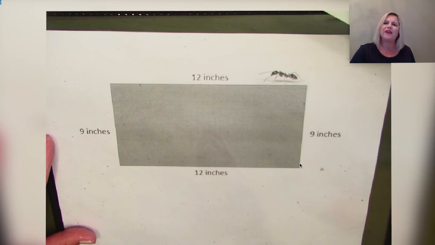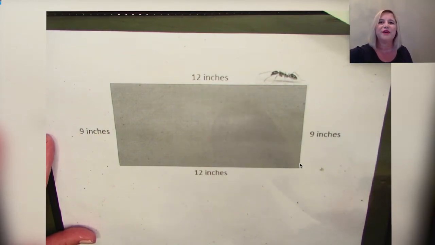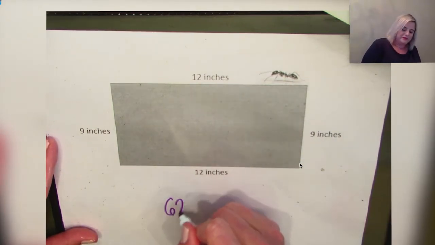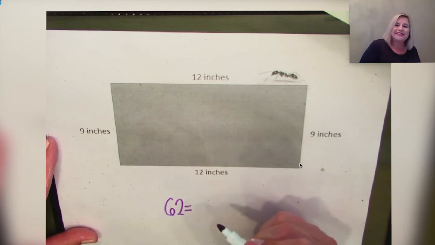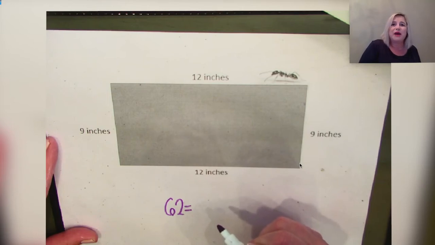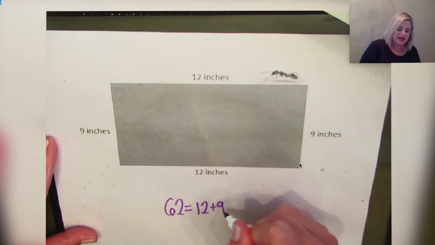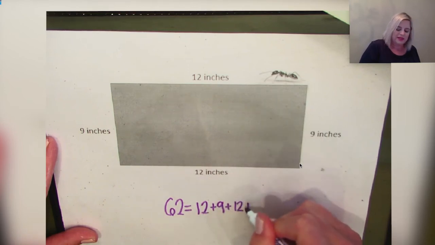How could we figure out the distance the ant crawled? Great thinking! I heard you say that we could add up all of the sides of the rectangle. Please write that equation under the rectangle that you have drawn and then solve it. I will do the same on my paper. Excellent! The ant traveled a total of 62 inches. We can find the distance by writing the equation 62 equals 12 plus 9 plus 12 plus 9.